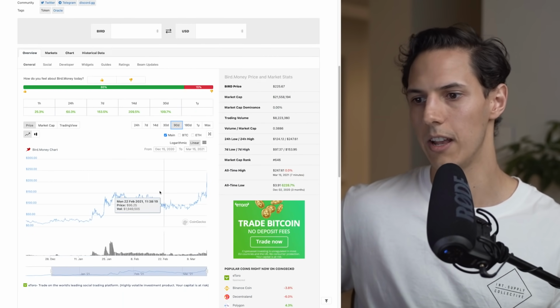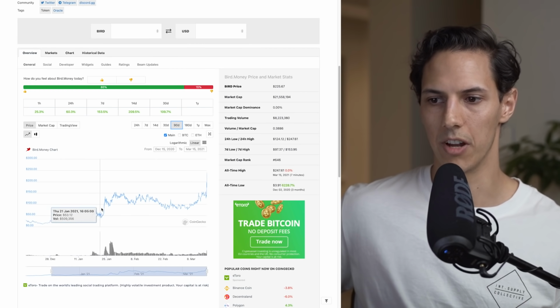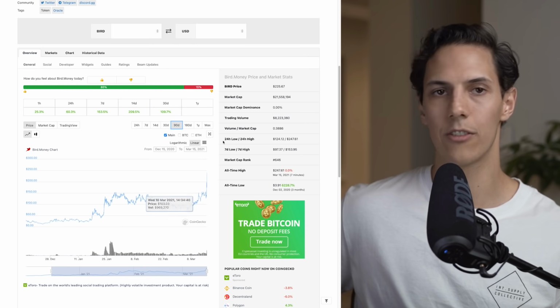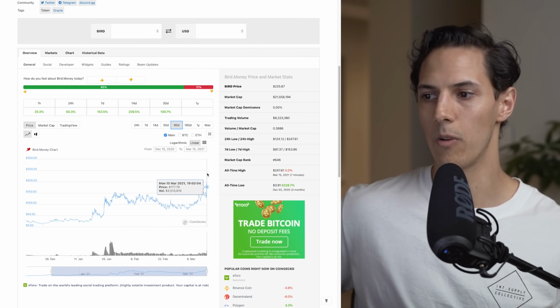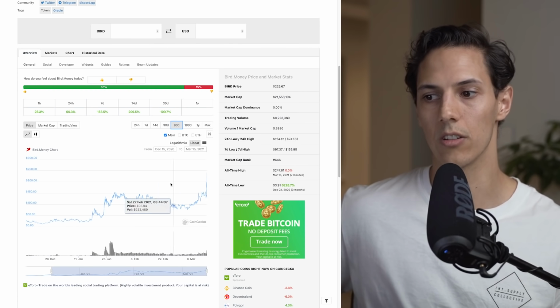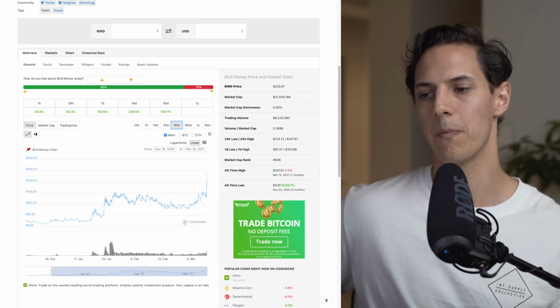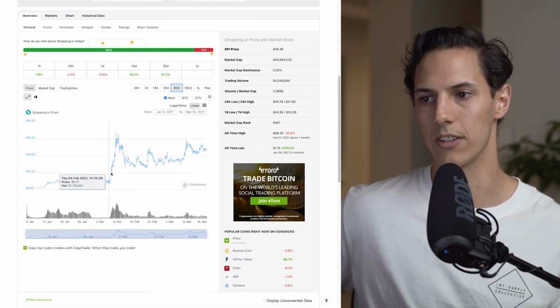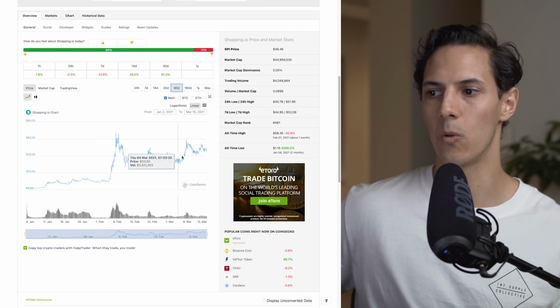The same with Bird Money. It took some time since we initially called it at around $30. It moved up, and now we're at $225, right? A pump out of nowhere today pushed us to almost $250. But it took some time. You just have to wait your turn for that pump to come. The same with shopping.io. We had an initial pump, dump, some consolidation, and we've been moving steadily towards the upside.